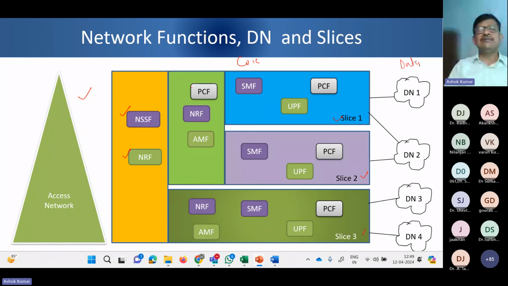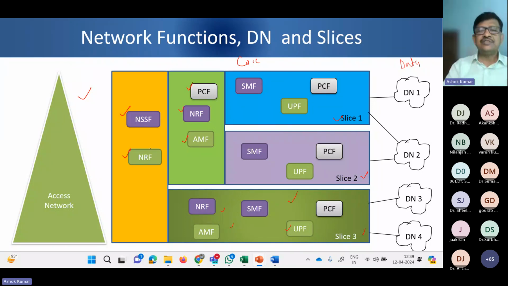There are certain network elements which are common to two slices. Here, slice 1 and slice 2 are sharing PCF, NRF, and AMF. And there is a third slice where I have all the network functions separate for this slice, but I have NSSF and NRF outside, I mean, common to the three slices.